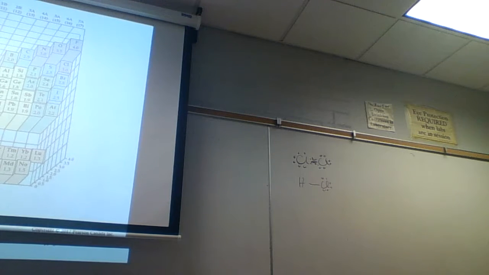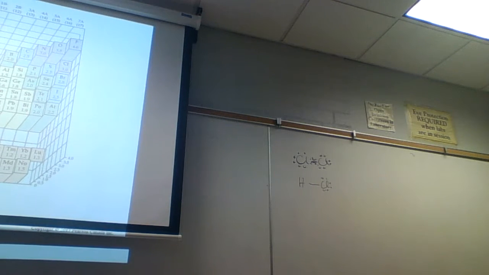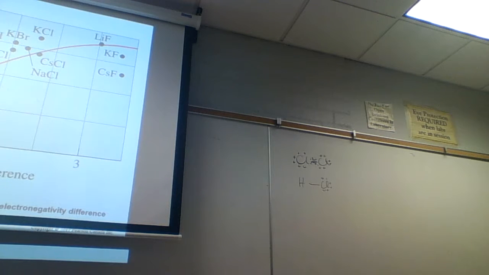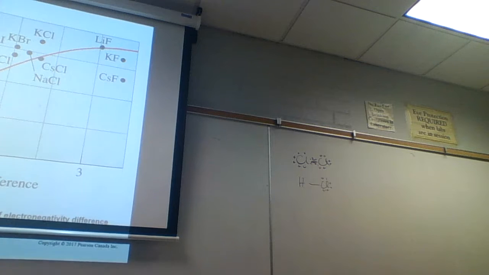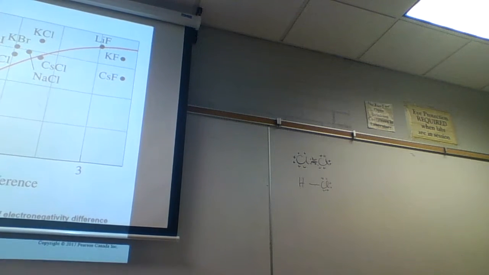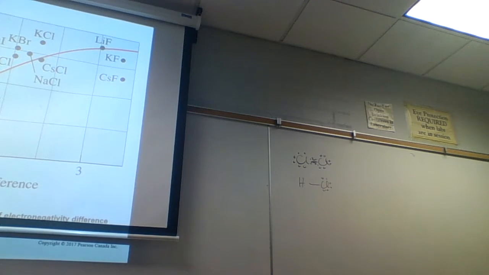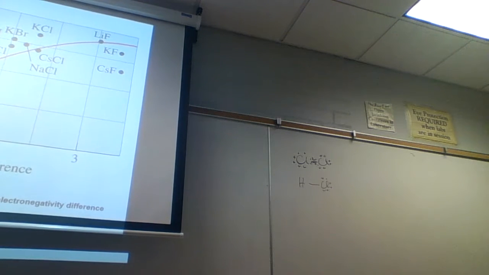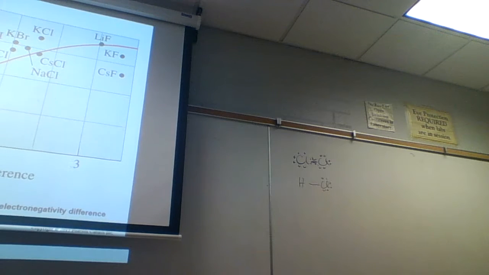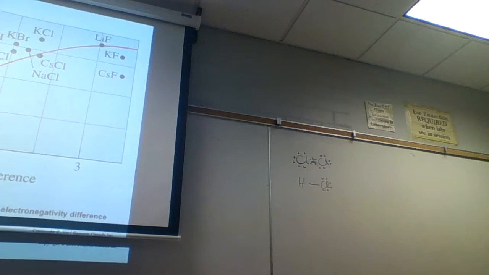0.9 would place it where? Let's take a look here. 0.9 would place it here. So what should we say? Well, it's about, what, 20%? Roughly 20% ionic character, 80% covalent character, which means that we'll call it polar covalent. And so this would be a polar covalent bond.